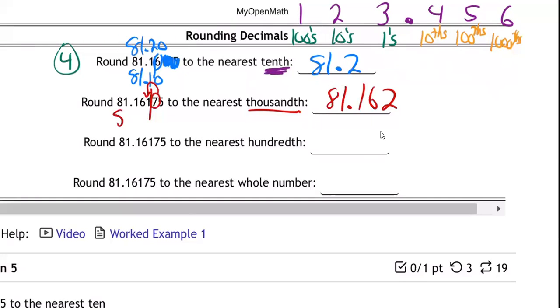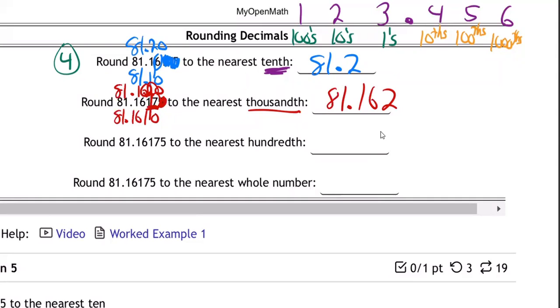That's because it's closer. The options are, let me try that again, 81.1610, which is just below it, or 81.1620. Can you see that very well? Is 17 closer to 10 or 20? 20. So it rounds up to 81.162, right?